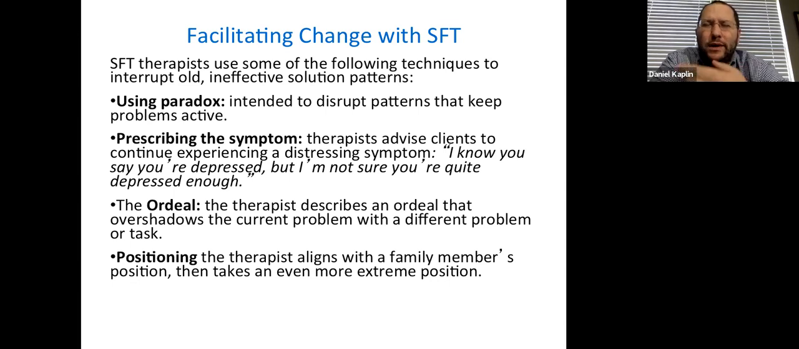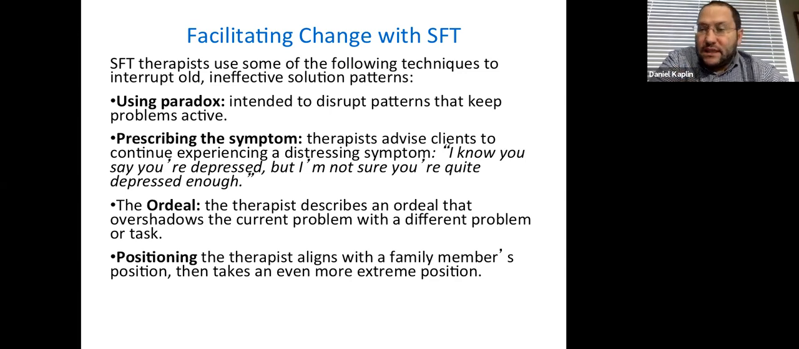So encouraging the person to feel more deeply or do more frequently the problematic behavior. So you're actually encouraging the symptom to manifest or drawing it out because it creates greater awareness of the problem, right? Or the ordeal, right? So this is where the therapist describes how they see the problem and what's overshadowing the problem. So you can have many problems and have something overshadow it. So that becomes the larger ordeal.